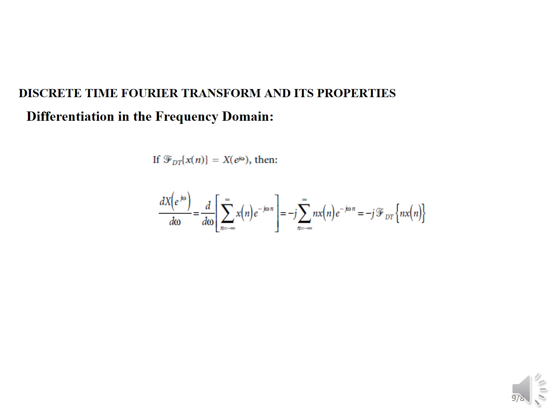Next one is differentiation in the frequency domain, that is, if the discrete Fourier transform of x of n is X of e power j omega, then d of X of e power j omega divided by d omega is given by d by d omega of the summation. We are just differentiating the term inside the bracket, and finally we take the minus j term outside. Therefore we get that this is the discrete Fourier transform of n into x of n.